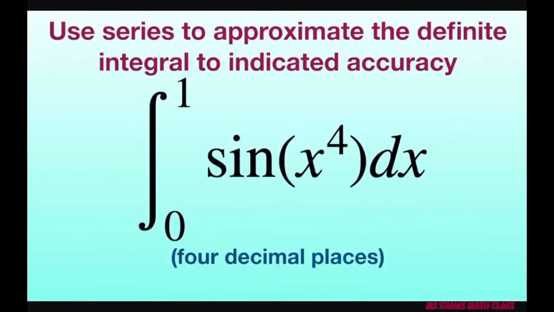Hello everyone, we're going to use series to approximate the definite integral to 4 decimal places. We have the integral of sine of x to the power of 4 dx there. All right, so we're going to use the Maclaurin series for sine.